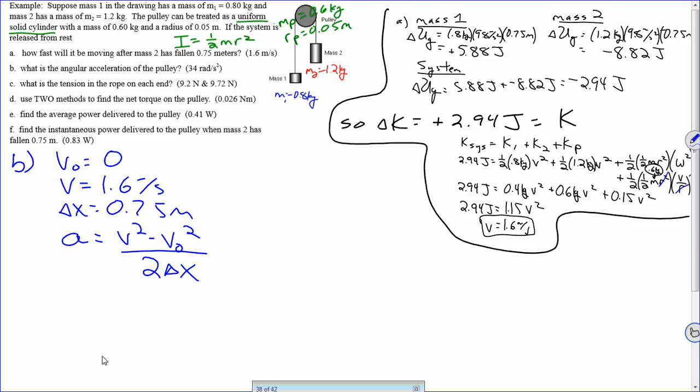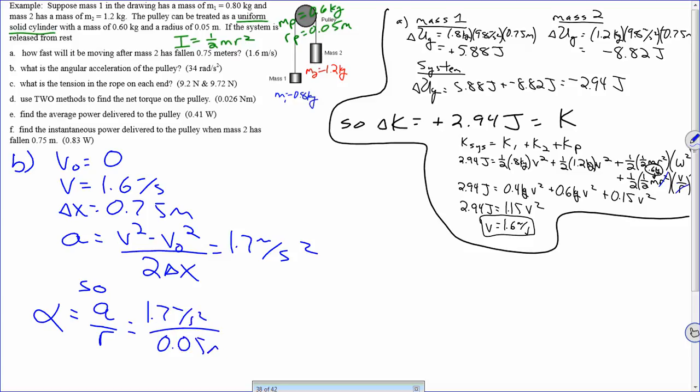Good? Okay, so if you plug these numbers in, your acceleration ends up being, I think it's 1.7 meters per second squared. Is that right? Yes. So that means that my angular acceleration should be a over r. So 1.7 meters a second squared over 0.05 meters, and it gives you about 34 radians per second squared.